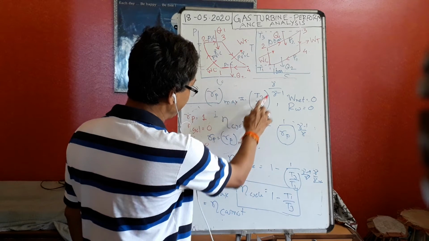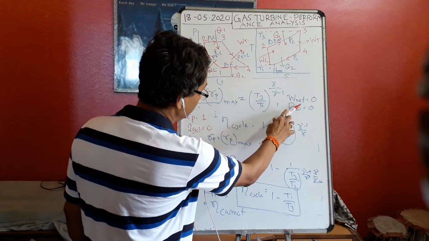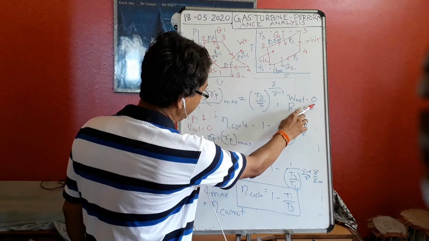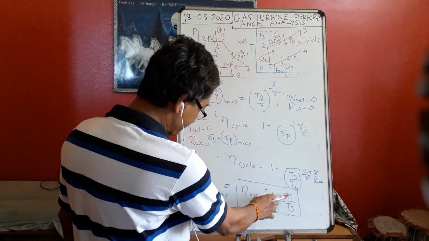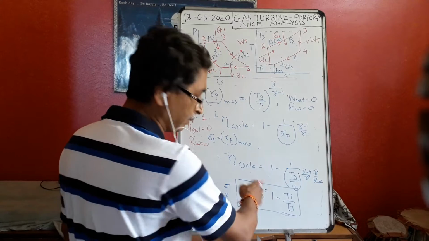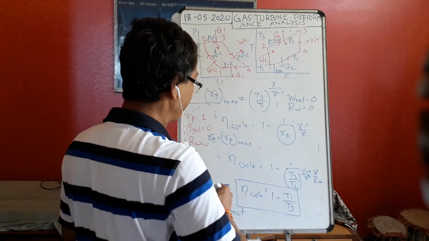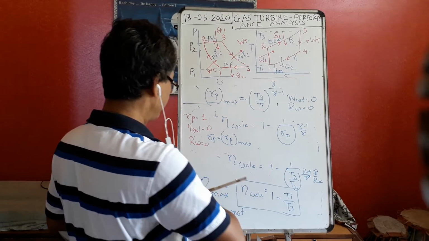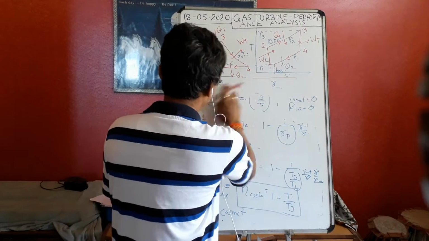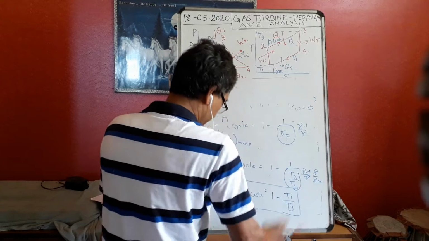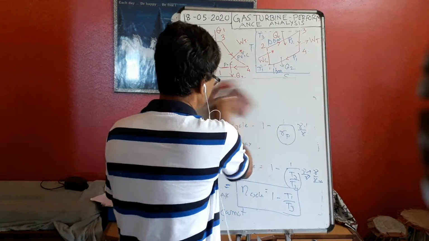Max, that means T3 by T1 to the power gamma by gamma. At that time the work ratio is 0, or W net is equal to 0, but cycle efficiency is 1 minus T3 by T1 by T3, that is the maximum. So you'll remember. So now let me just summarize here.